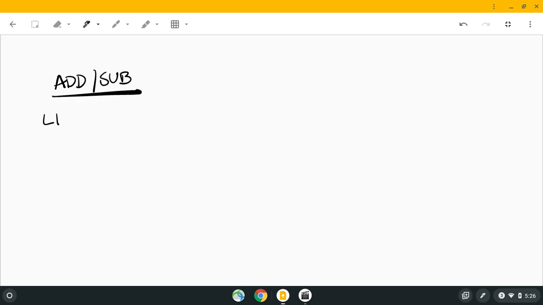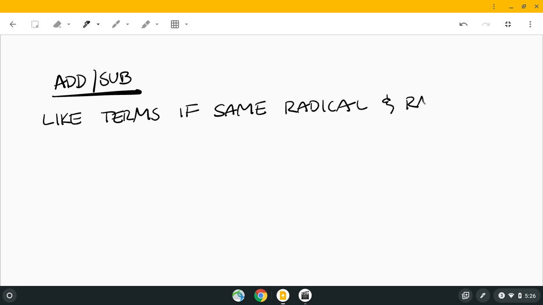Okay, so when you add and subtract radicals, they need to be like terms. They are like terms if they have the same radical, like square root and square root. You can't add a square root and a cube root, okay? So they have to have the same radical and radicand. Fancy word. That's the thing that's inside the radical.